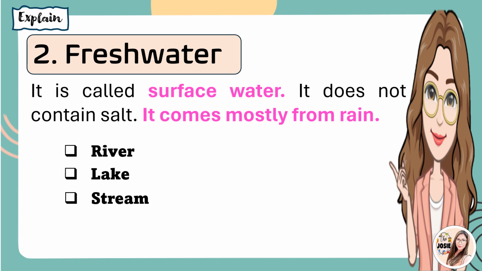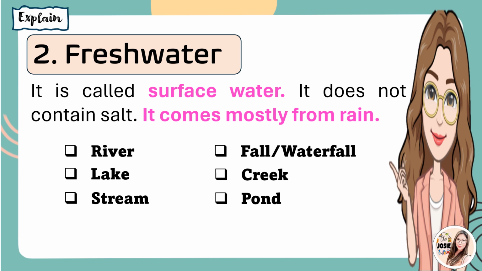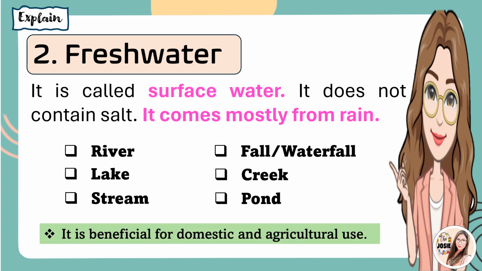Third, we have stream. It is a small body of flowing water. Next, we have fall or waterfall. It is a body of water coming from a high place. Example, we have the Pagsanhan Falls in Laguna. Next, we have creek. Creek is shallow and smaller than stream. Next, we have the pond. It is an area filled with water. It is smaller than lake. It can be either natural or artificial or man-made. Fresh water is beneficial for domestic and agricultural use.